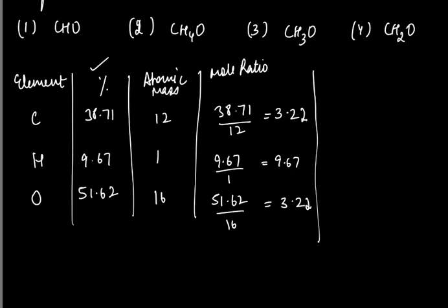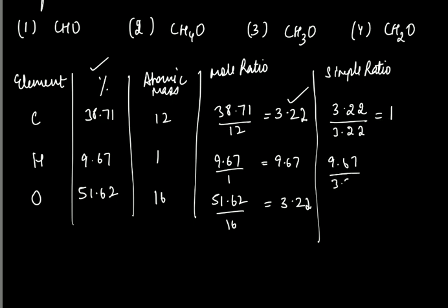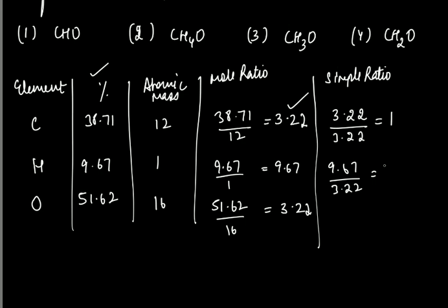So let's follow that. Now the next, the least value simple ratio that we need to find. So again you need to find the least value. Least value is this. Either you can take for carbon or oxygen. So both are 3.22. So 3.22 divided by 3.22, this will give you 1. 9.67 divided by 3.22, so this is approximately 3, right? Approximate we will take.